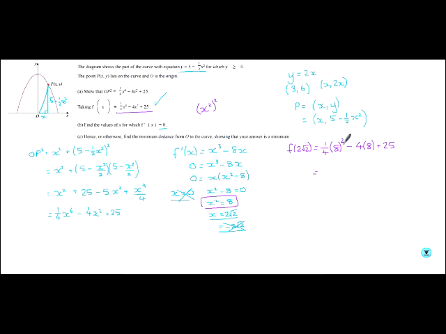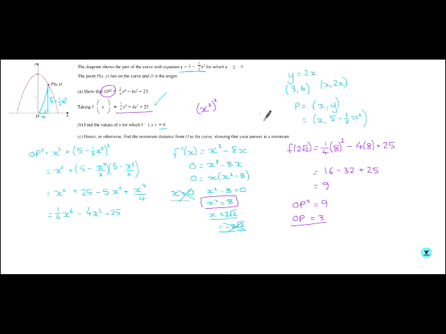So 8 squared is 64. 64 divided by 4, well, that's 16. Take away 32 plus 25, and that's equal to 9. So what we can say there is that OP squared, because they are equal to each other, must be equal to 9, and therefore OP must be equal to 3. Are there any units? No. Let's leave it as that.